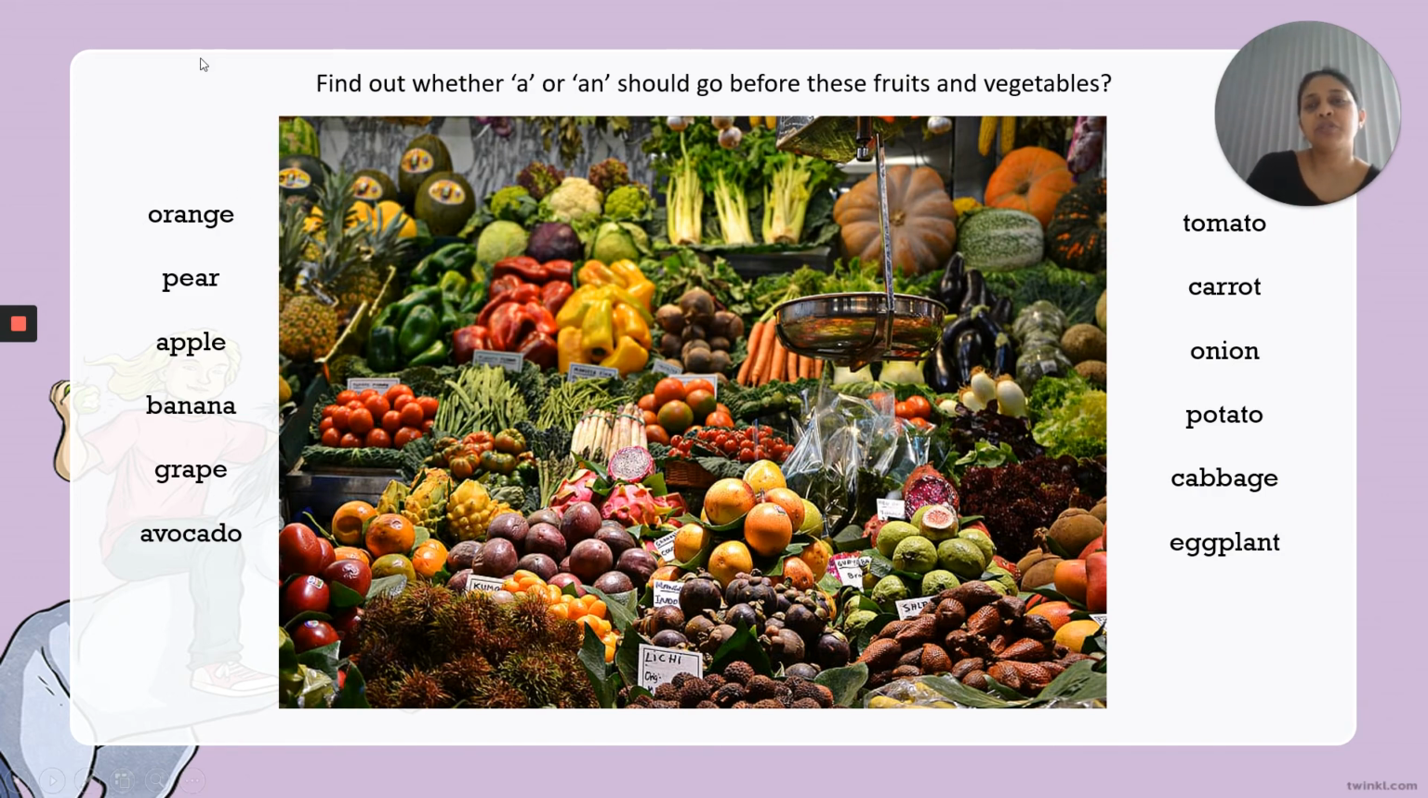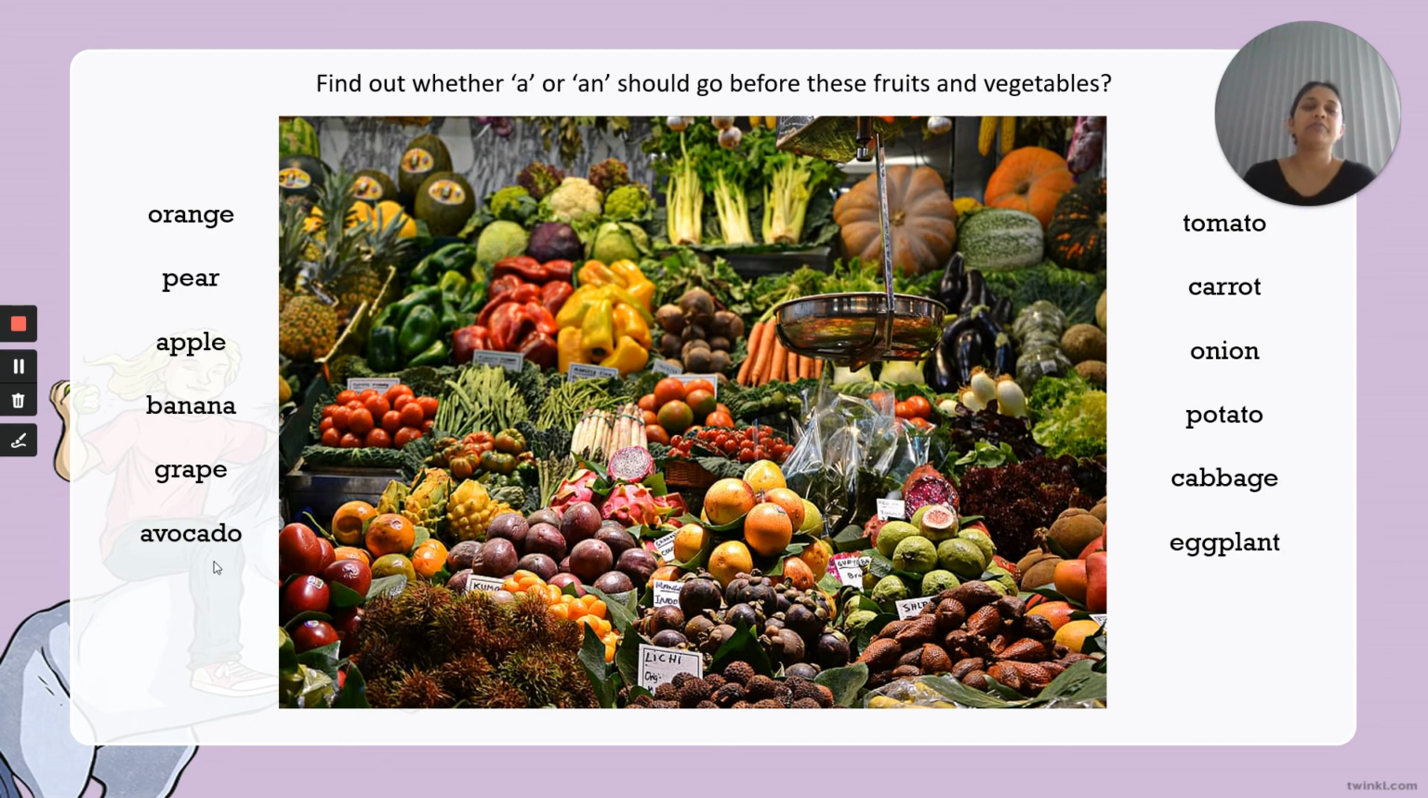So what I would like you to do on your piece of paper is to write the article that goes with these words. So is it a orange or is it an orange? Next one, a pear, an pear. A apple, an apple, and so on. So what I would like you to do is fill in the articles to the vegetables and the articles to the fruits on this side. Okay? So this is a simple activity where you have to either write a or an.